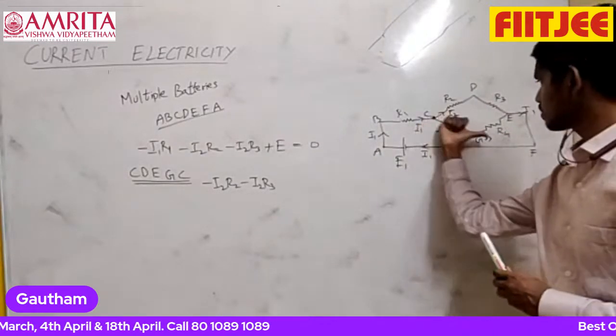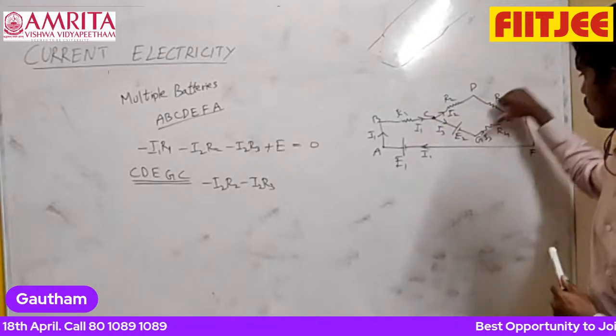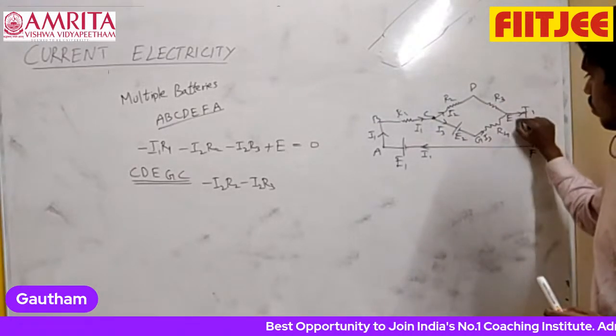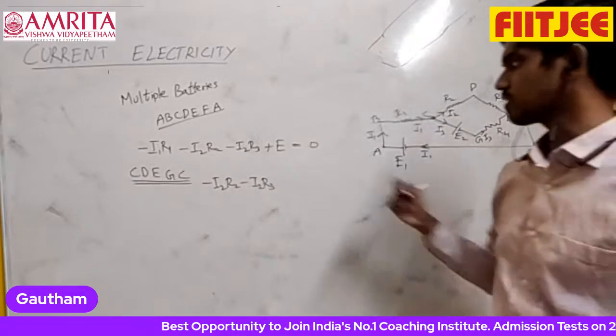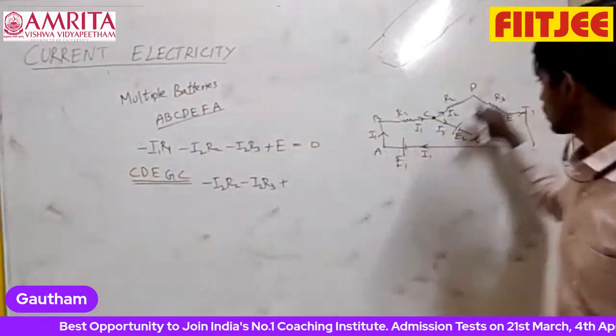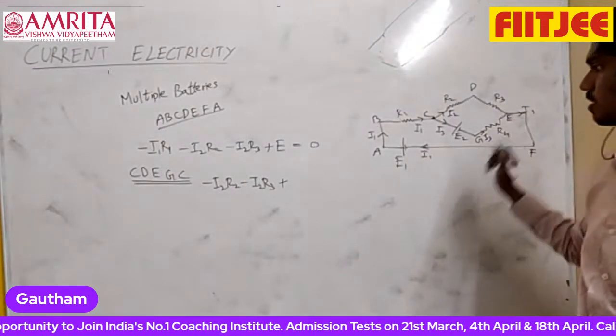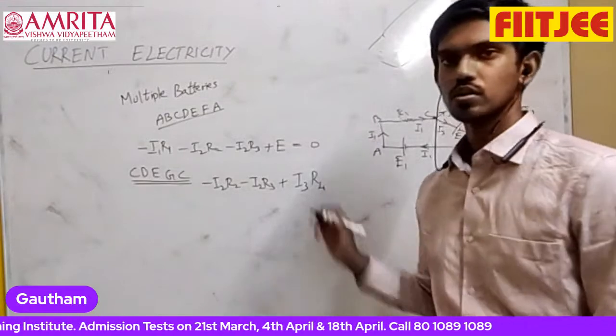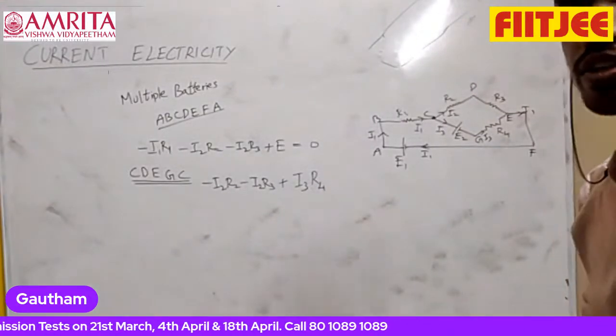So current is, we have assumed it's flowing in this direction. You are going from E to G means you are going opposite to direction of current. So lower potential to higher potential. So potential will increase. So plus, current is I3, resistance is R4. So plus I3 R4. This is the value that you have to write.